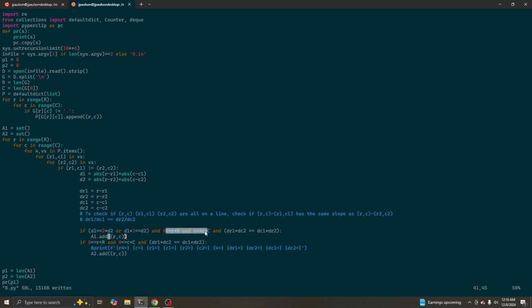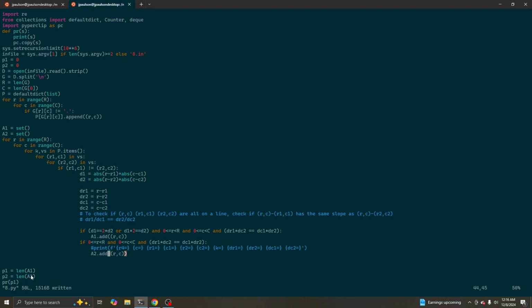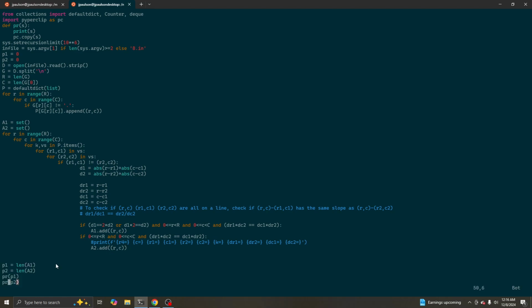And also, we're supposed to check if they're in bounds. They mentioned that that's important. And that's it. So we add these points to a set, although it doesn't really need to be a set because we're only iterating over every square once. And then we just calculate the sizes of both sets and print out the answer.